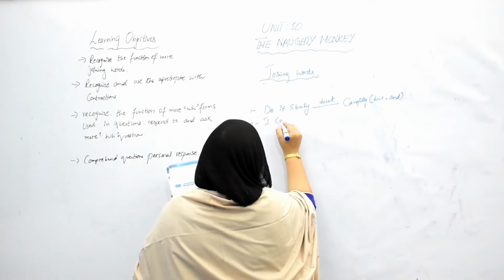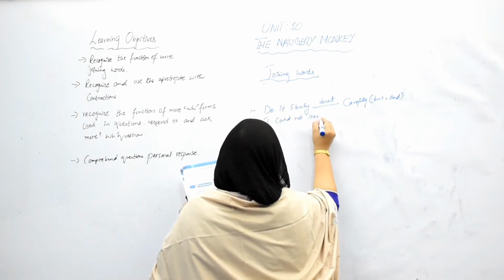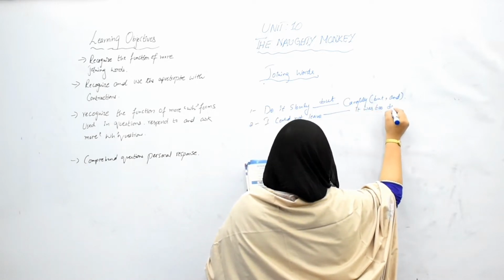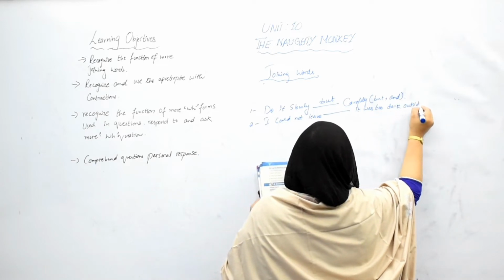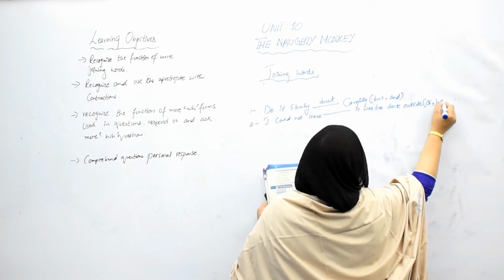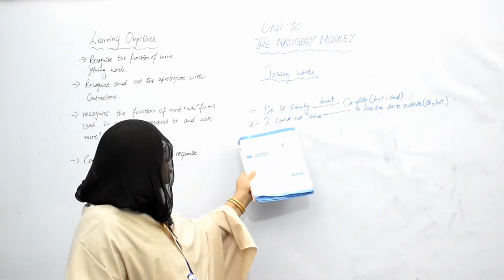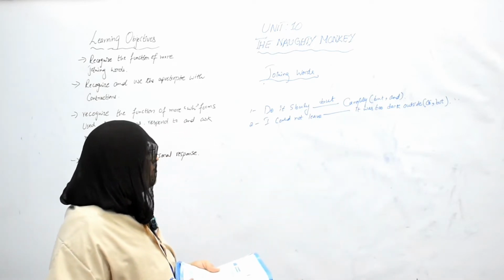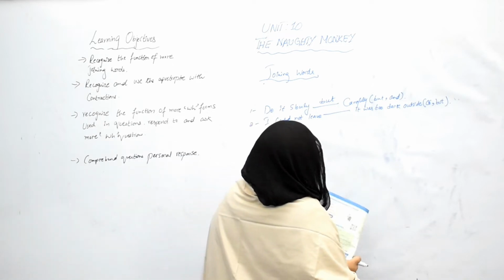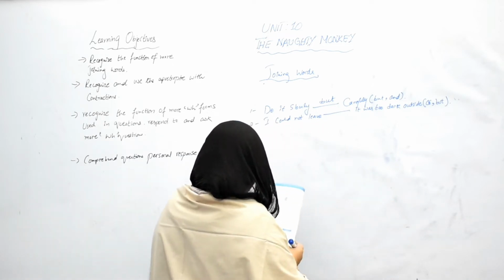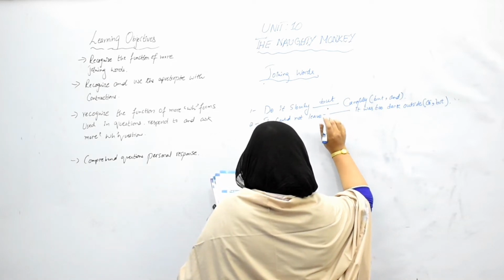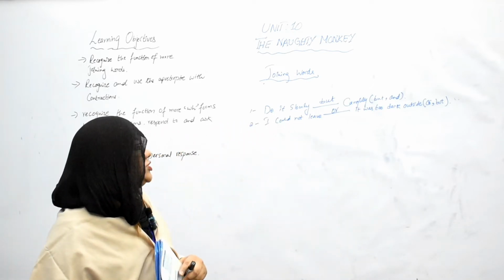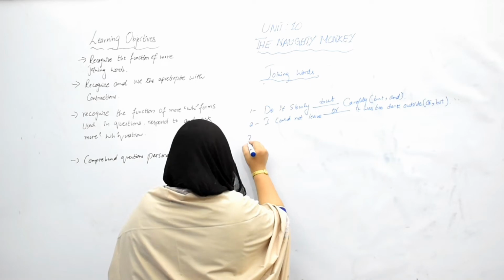Number two, I could not leave, dash, it was too dark outside, or but. Now think: I could not leave, dash, it was too dark outside. I could not leave, but? Or, it was too dark outside. I could not leave, or it was too dark outside. This is the best option.